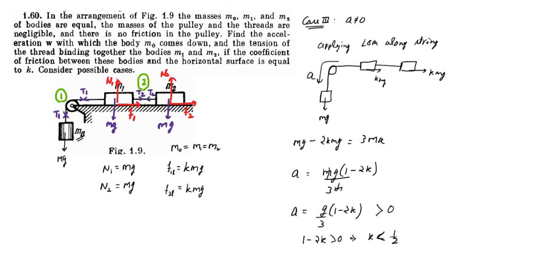So in this case, if k is less than 1 by 2, we can also calculate T2. If we take this as acceleration, we can draw the free body diagram of M2. So here we will have T2, and the acceleration of M2 is in this direction, that is a, which is the same as g by 3 times 1 minus 2k. So we can write T2 is equal to the mass of M2, which is m, into the acceleration we have already calculated, equal to mg by 3 times 1 minus 2k. So this is the answer.